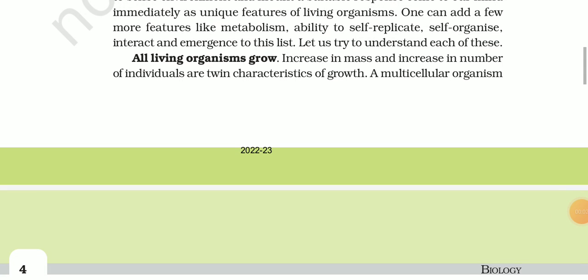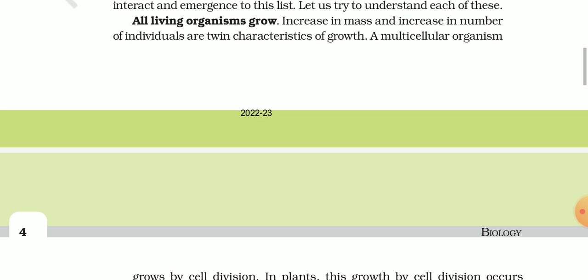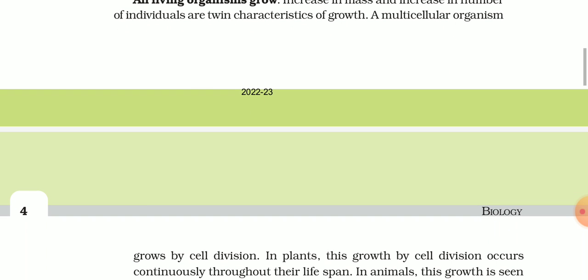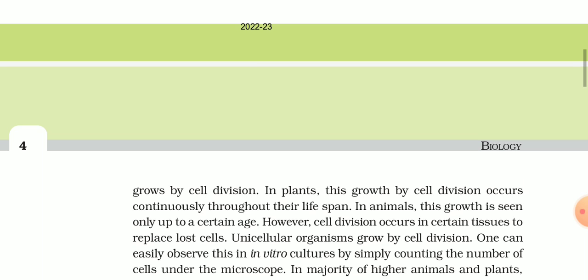So, hello students, we are continuing our first chapter, the living world. A multicellular organism grows by cell division. So, how does a multicellular organism grow? They grow by cell division, that is, by dividing their cells continuously, the multicellular organism grows.